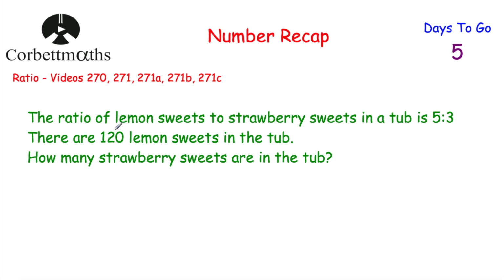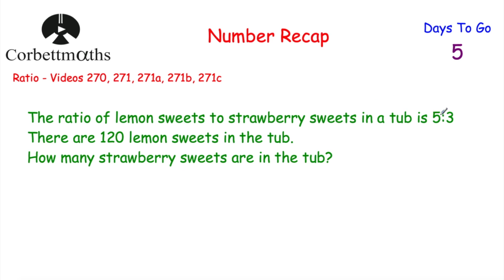Sometimes with ratio questions, rather than sharing out the total, they give you one of the values. So here we've got the ratio of lemon sweets to strawberry sweets is 5 to 3. So for every 5 lemon sweets, there's 3 strawberry sweets. And we're told there's 120 lemon sweets, so we're told one of the quantities, and we want to find out how many strawberry sweets there are.